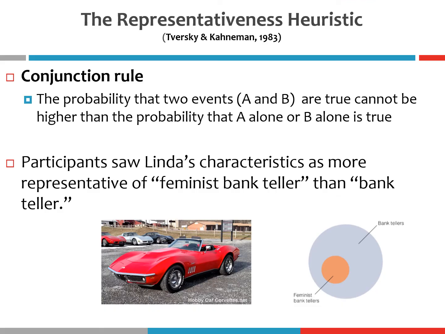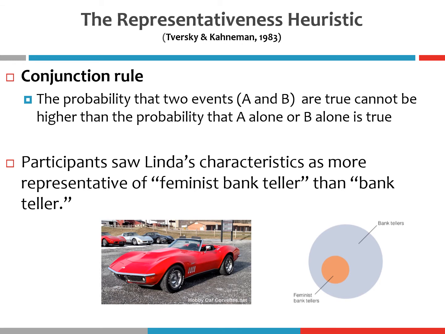So the correct answer to this problem is that statement 1 has a greater probability of being true. But interestingly, when Tversky and Kahneman posed this problem to their participants in 1983, 85% picked statement 2, right? And it's kind of easy to see why they did this, right? They were influenced by the representativeness heuristic because the description of Linda fits with a lot of people's ideas of what a typical feminist does, right?